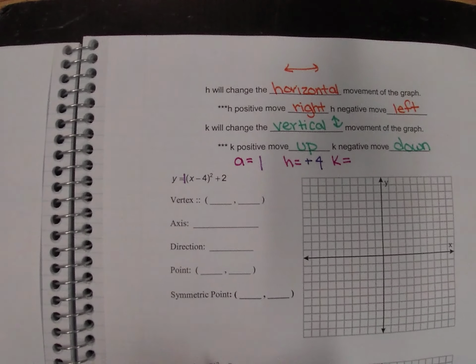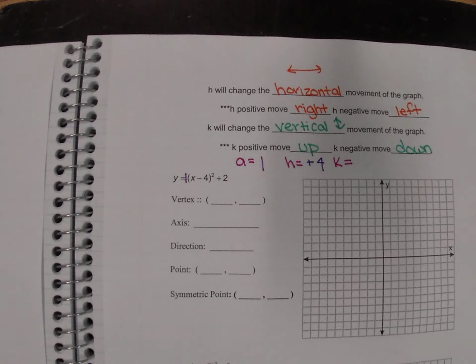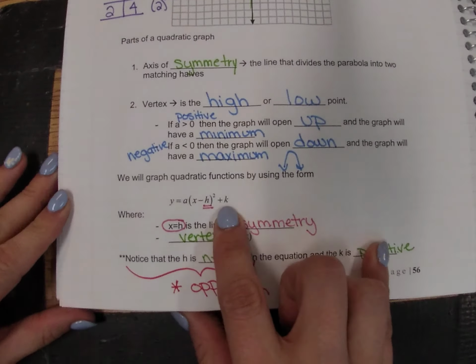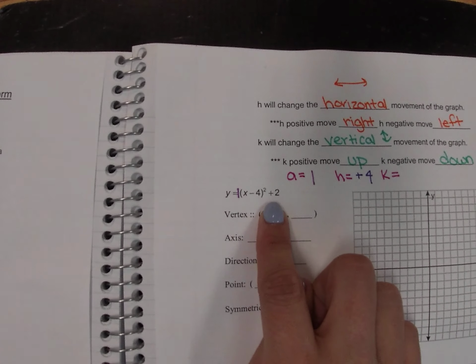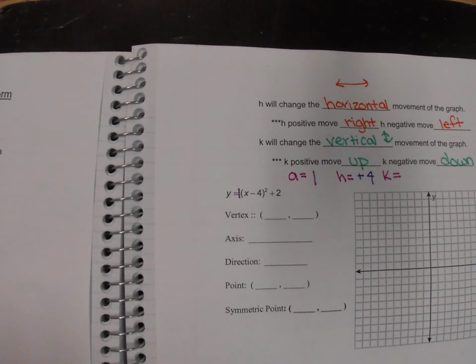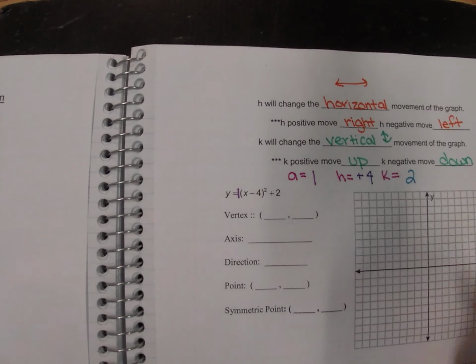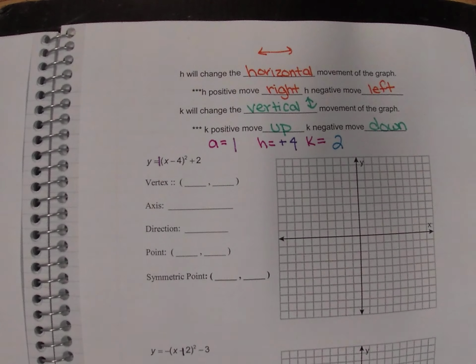Then we are going to look at our K value. Okay, our K value is the number sitting at the end outside of the parentheses. And our K value stays the same. So our K value looks like a +2. So it is going to stay as a +2. So A is 1, H is 4, K is 2.